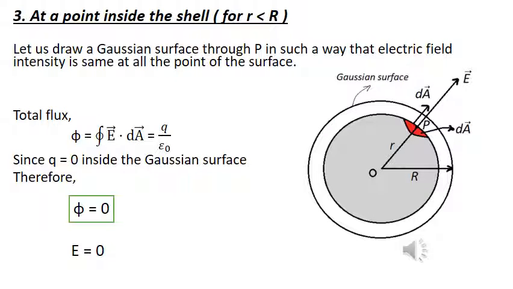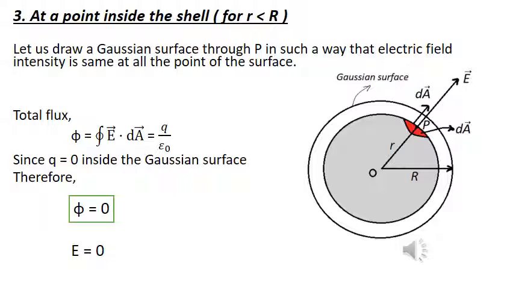Third is electric field intensity at a point inside the shell. In this case, the distance of point of observation from the center of the shell will be less than the radius of the shell. Now, we draw the Gaussian surface through point P in such a way that the electric field intensity at all the points should be same. So, it is a sphere of radius small r inside the shell.